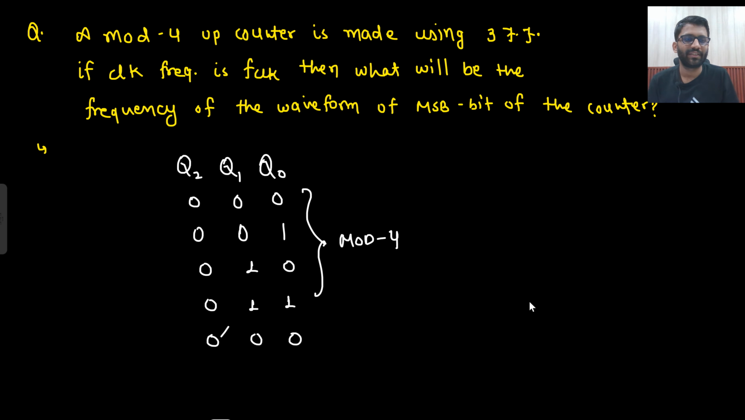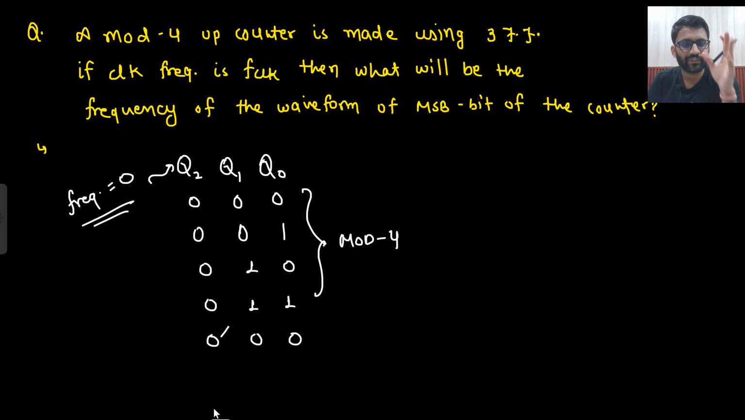This bit is not even used. For getting 4 states, how many flip-flops do you need? 2 flip-flops only. This is not even being used. Q2 is not even being used. So what is the frequency? That is equal to 0. It is always at 0 only. So this is not even periodic. So what is the frequency there?